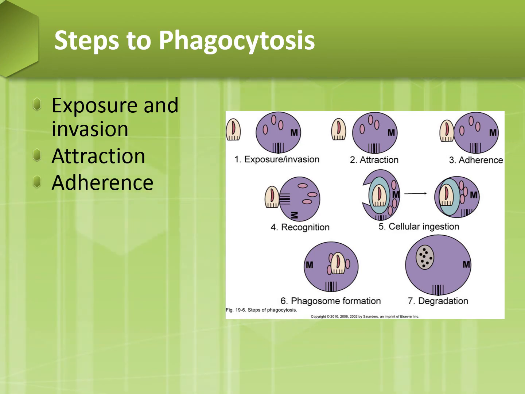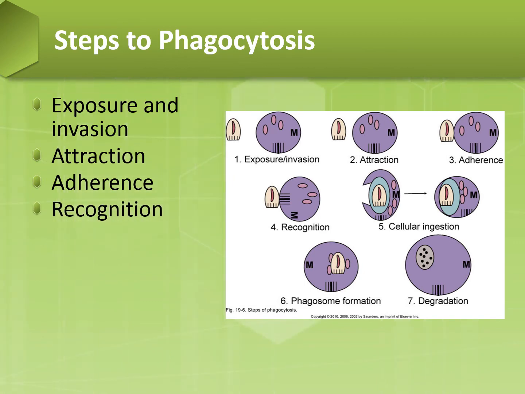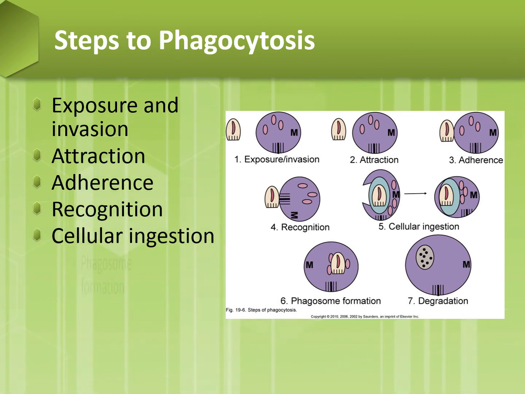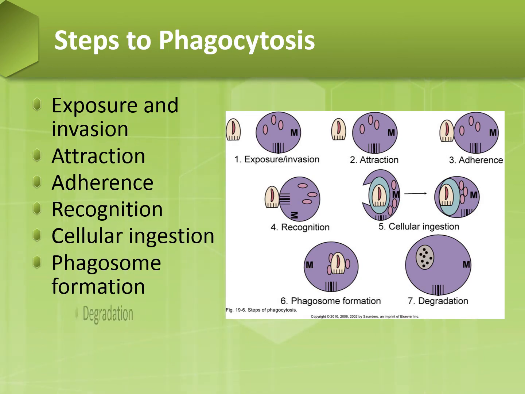Adherence is important because phagocytosis requires that the phagocytic cell first bind to the surface of the target. Recognition occurs when the phagocytic cell sticks to the surface of the target cell and recognizes it as a non-self cell, which leads to cellular ingestion. Then we have phagosome formation, ending with degradation.